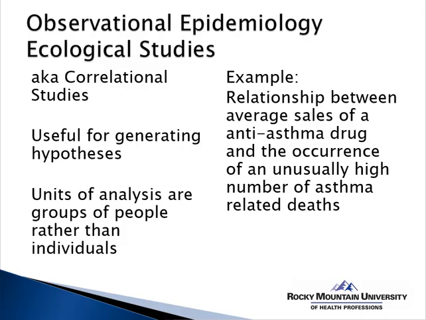Ecological studies, also known as correlational studies, these are useful for generating hypotheses. The units of analyses are groups of people rather than individuals. And so an example here, a study looking at the relationship between the average sales of anti-asthma drugs in different areas and the occurrence of an unusually high number of asthma-related deaths in a region. So you might think, oh, was the anti-asthma drug defective?